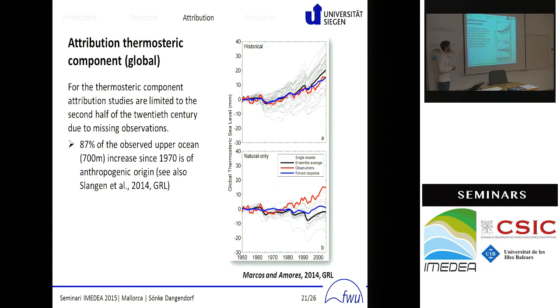And in fact, Marta could show in her paper that since 1970, roughly 70% of the observed upper ocean increase is of anthropogenic origin. At the same time, a few months later, a study from Amy Slangen and colleagues, also in GRL, came out using a bit different method, but showing mostly the same results. So we have confidence that anthropogenic forcing is the dominant factor of thermosteric sea level rise, at least over the past 50 years.